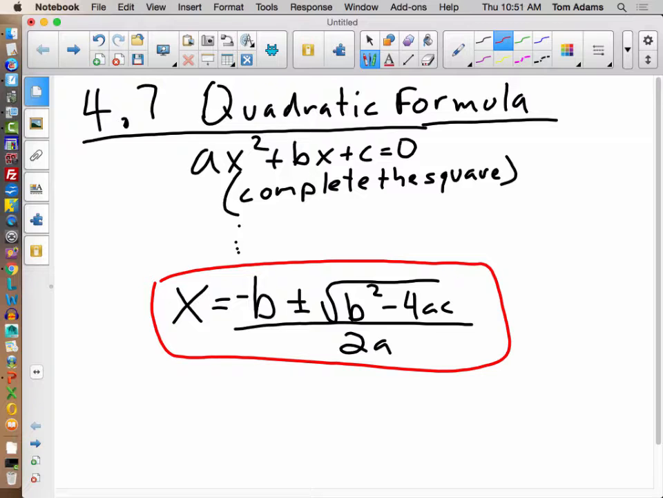But remember, this formula calls for a, b, and c, and to recognize what a, b, and c are, a is the coefficient of x squared, b is the coefficient of x, and then c is just a constant. All right. So it doesn't have to be set equal to 0. You just need to know what a, b, and c are.